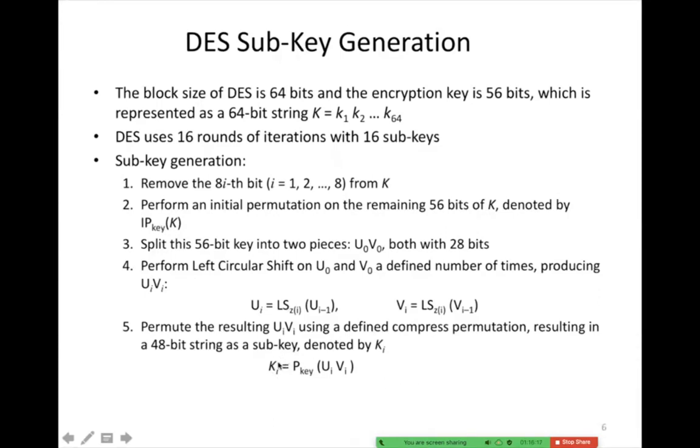Now I got K sub i. So each of these is your 48-bit subkeys, i from 1 to 16.